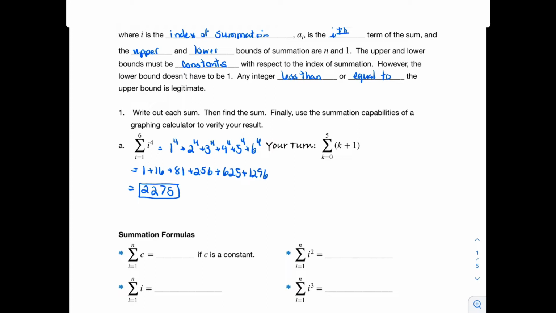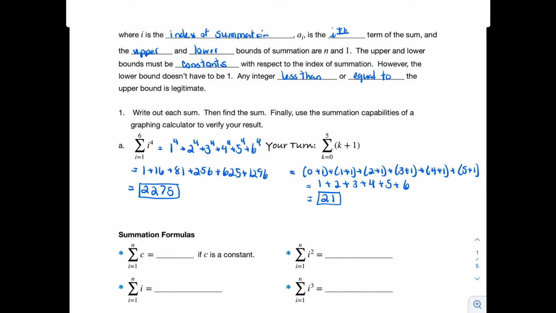Okay, you try the next one. Now notice it doesn't have to be the i variable. We can use any variable we want. In this case, we use k. So the summation of k equals 0 to 5 of k plus 1 would be 0 plus 1, plus 1 plus 1, plus 2 plus 1, plus 3 plus 1, plus 4 plus 1, plus 5 plus 1. You do not have to write this step. You can go straight to the next step as 1 plus 2 plus 3 plus 4 plus 5 plus 6. Adding those together, we get the summation is equal to 21.